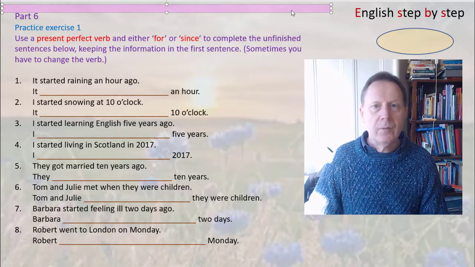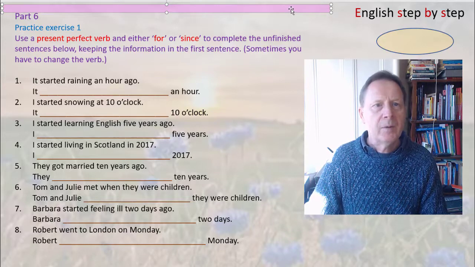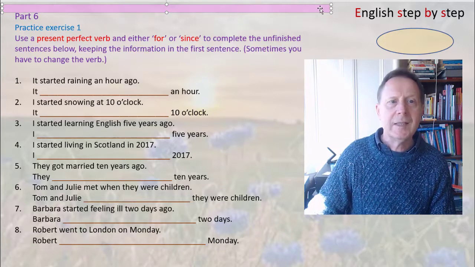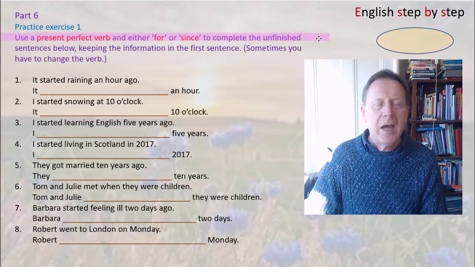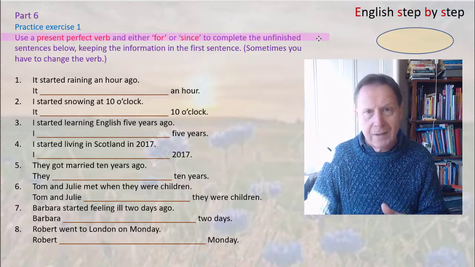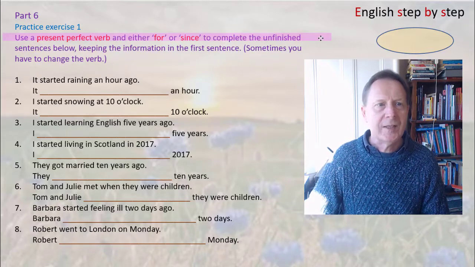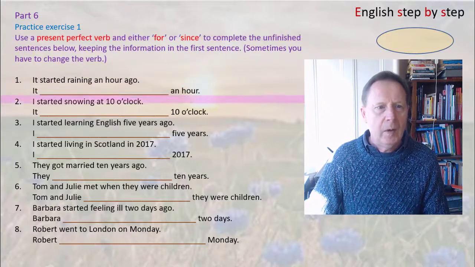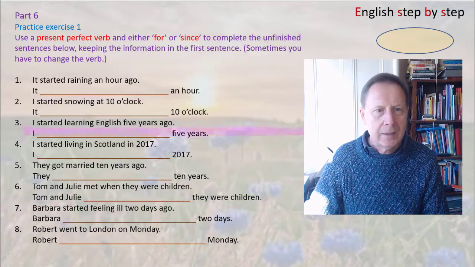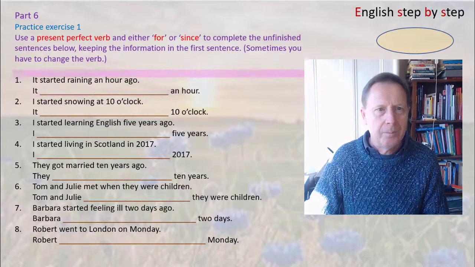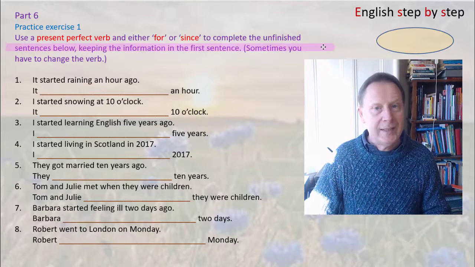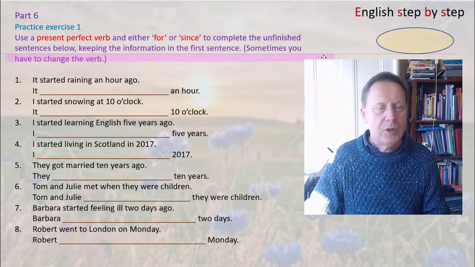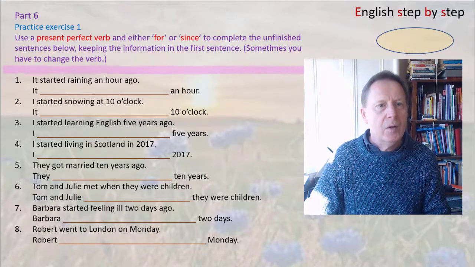So here's the first of the 2 exercises on present perfect with for and since. Use the present perfect verb and either for or since to complete the unfinished sentences below. So there are 8 unfinished sentences like this. Now, keeping the information in the first sentence, sometimes you have to change the verb. So let's look at number 1.